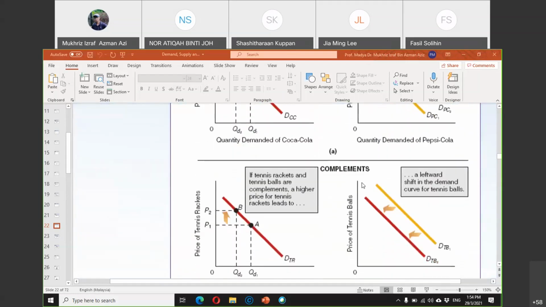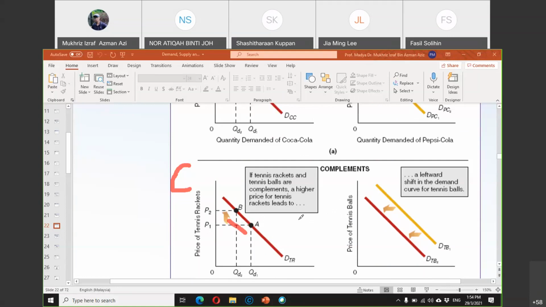For complements, goods that must be used together, here they use the example of tennis racket and tennis ball. So the cost is the tennis racket, so it's just movement along. The price of tennis racket goes up. Tennis ball must be used together with tennis racket. You don't simply buy the tennis ball if you don't have the racket, for most people, unless you want to use the tennis ball for some other purpose.